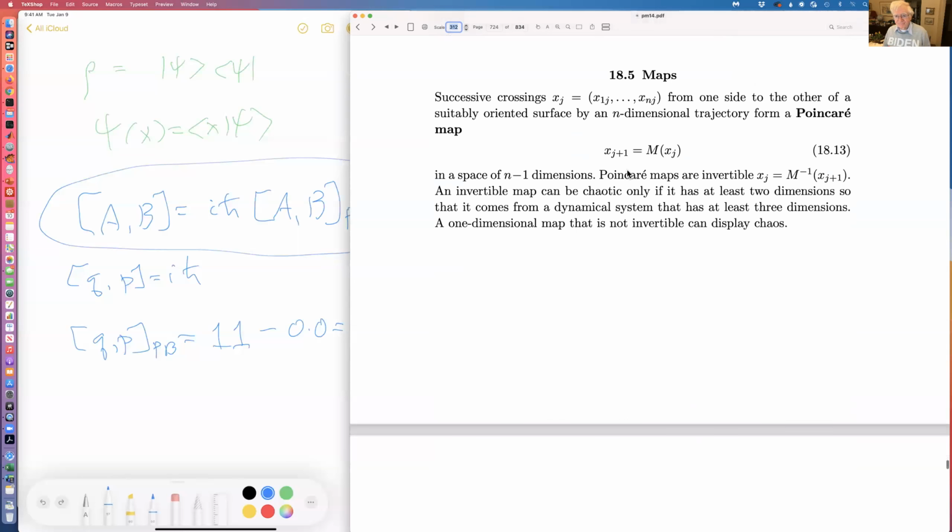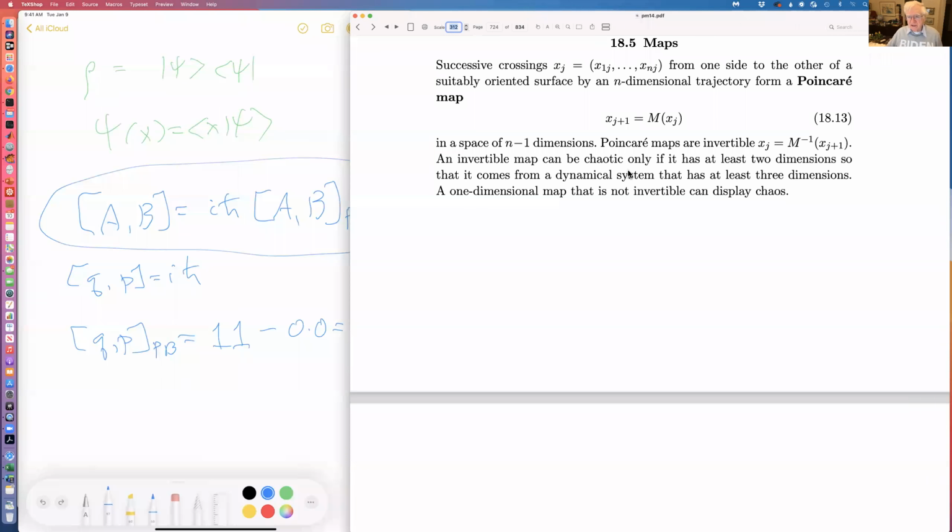One of the things Poincaré introduced was a map. If you have a trajectory in n-dimensional space, it can cross a particular surface, and the surface, of course, is of lower dimension than the whole space. So you'll have successive crossings, which will look like that. And there'll be points on this space of lower dimension.